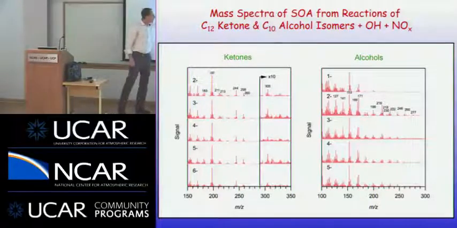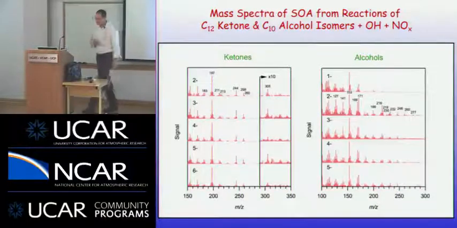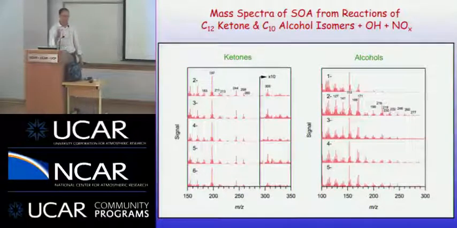Right? This one actually looks quite a bit different, but the reason for that has to do with how electron ionization affects that particular type of alcohol compared to the others. And so the point of both of these is essentially that, at least at this mass spectral level, it looks like all the ketones make the same products, all the alcohols make the same products.